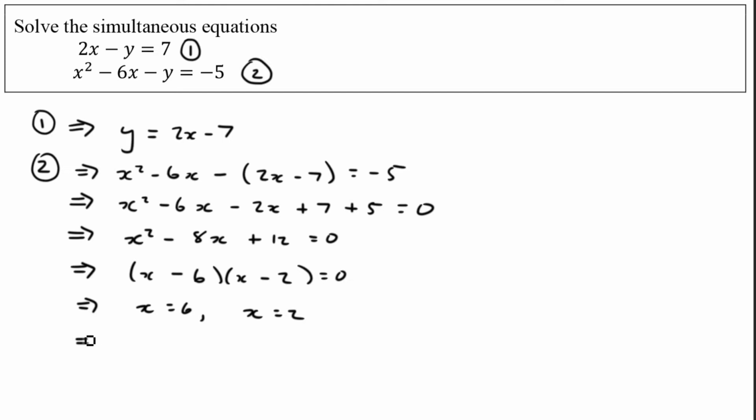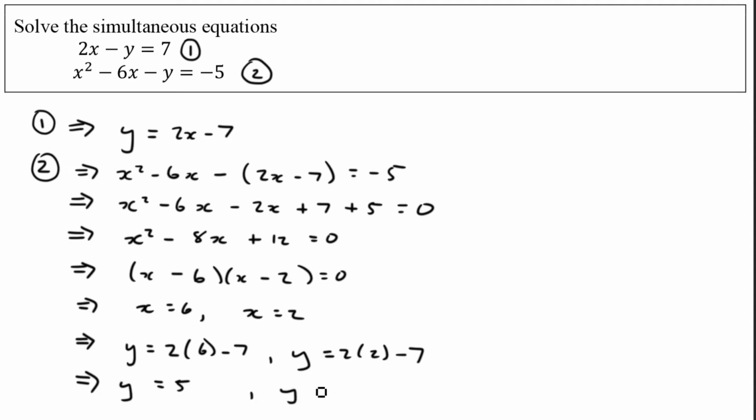In each case we'll need a corresponding value of y, and we know from the very first thing we did here that we can get our values of y by doing 2 times our values of x, subtract 7. So y is either 2 sixes subtract 7, or it's 2 lots of 2 subtract 7. In other words, y is 5, or y is negative 3.